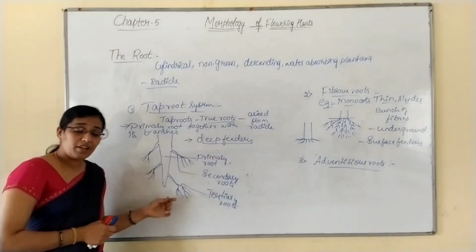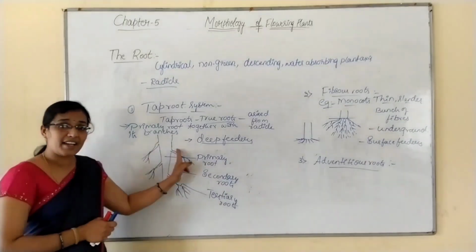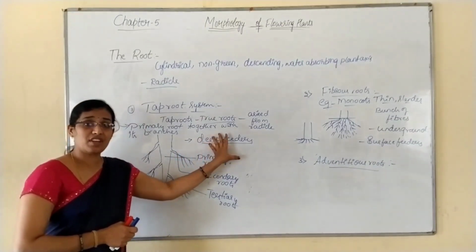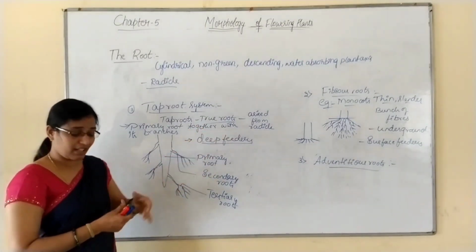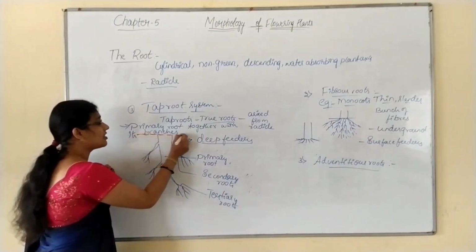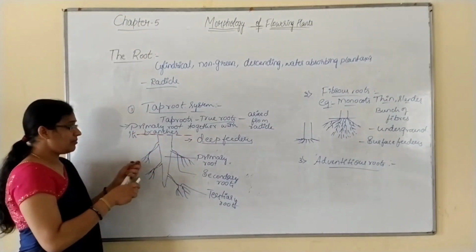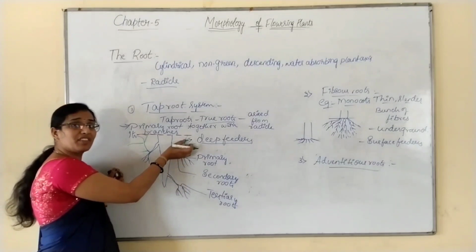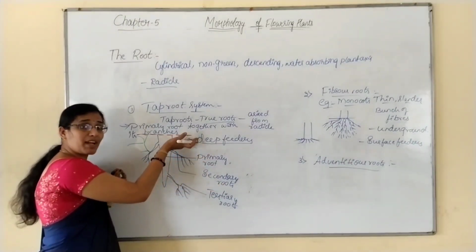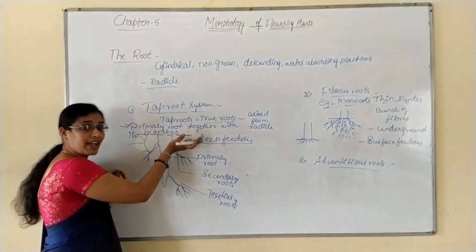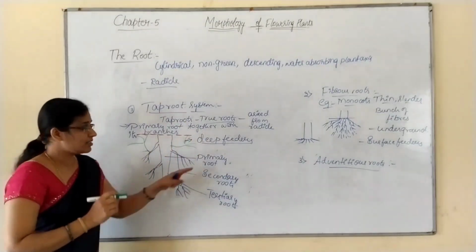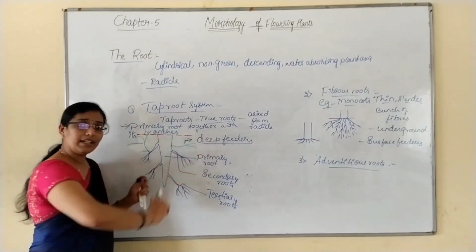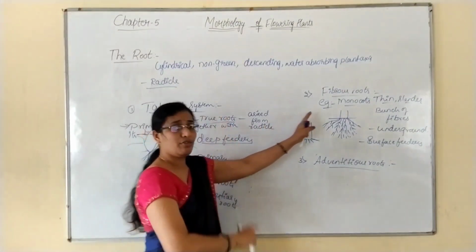Even though the primary root is a deep feeder here, some of the lateral branches arising from the primary root, which might be secondary or tertiary roots, will be present near the soil. Don't get confused by that. If this is the soil level, some of them will undergo profuse branching, like this. Some of the branches, usually tertiary branches, will be lying near the soil. So some might be surface feeders, but the main root, the primary root, is a deep feeder in the taproot system.